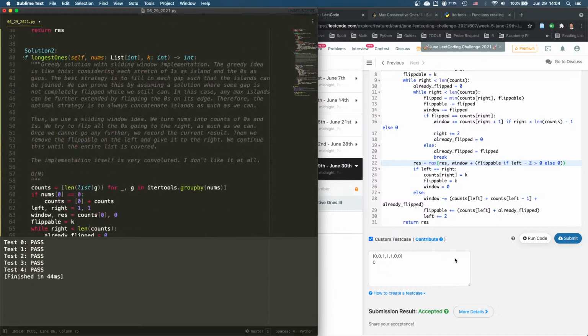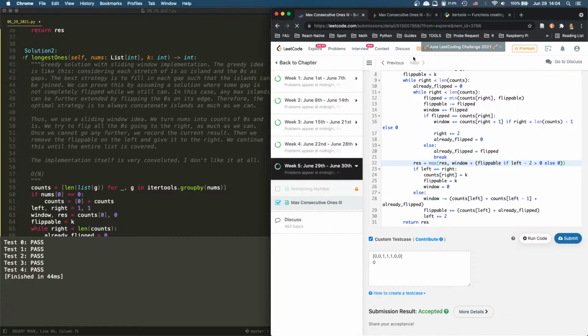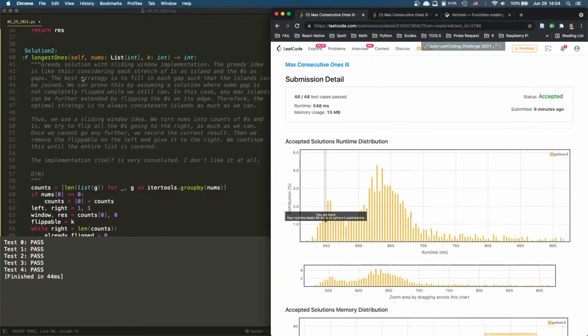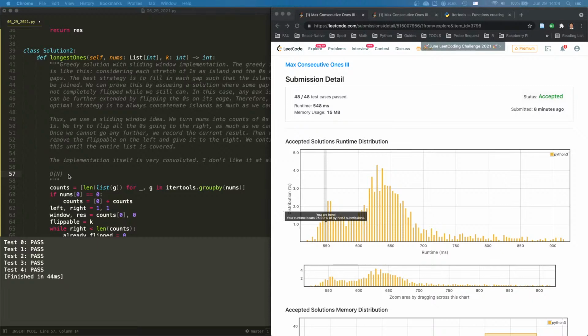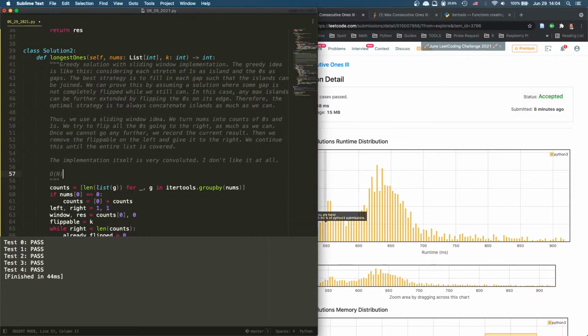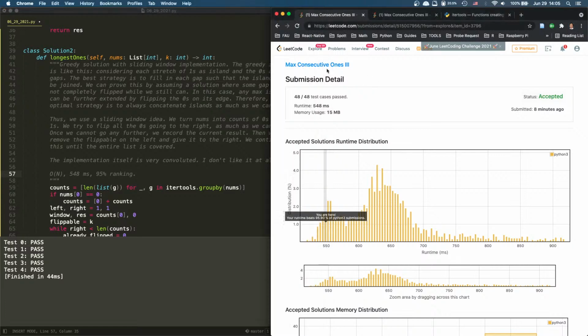All right, let's check the solution. Oh wow, I got very good runtime on this. We got 548 milliseconds, or a 95% ranking. Oh, spent 2 hours and 50 minutes to get to 95% ranking. All right, it's worth it.